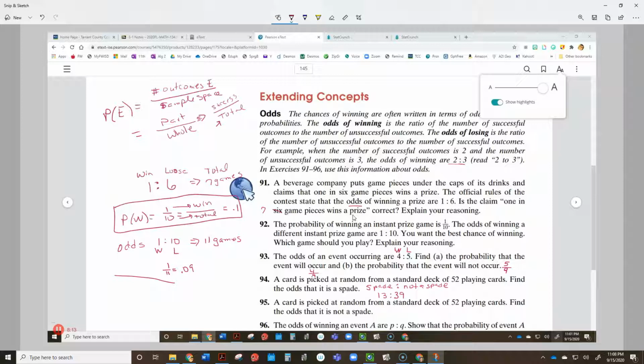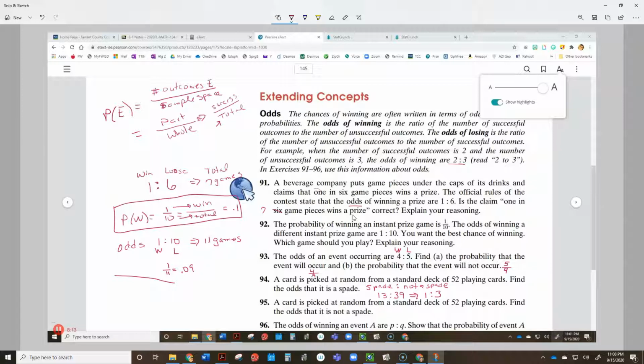And then you would reduce that if you can. 13 and 39, I think it's 1 in 3. 13 divided by 39, you'd reduce that. Yeah, it's 1/3. So you wouldn't leave it like this, because 13 can reduce and 39 can reduce. So that really becomes 1 in 3.